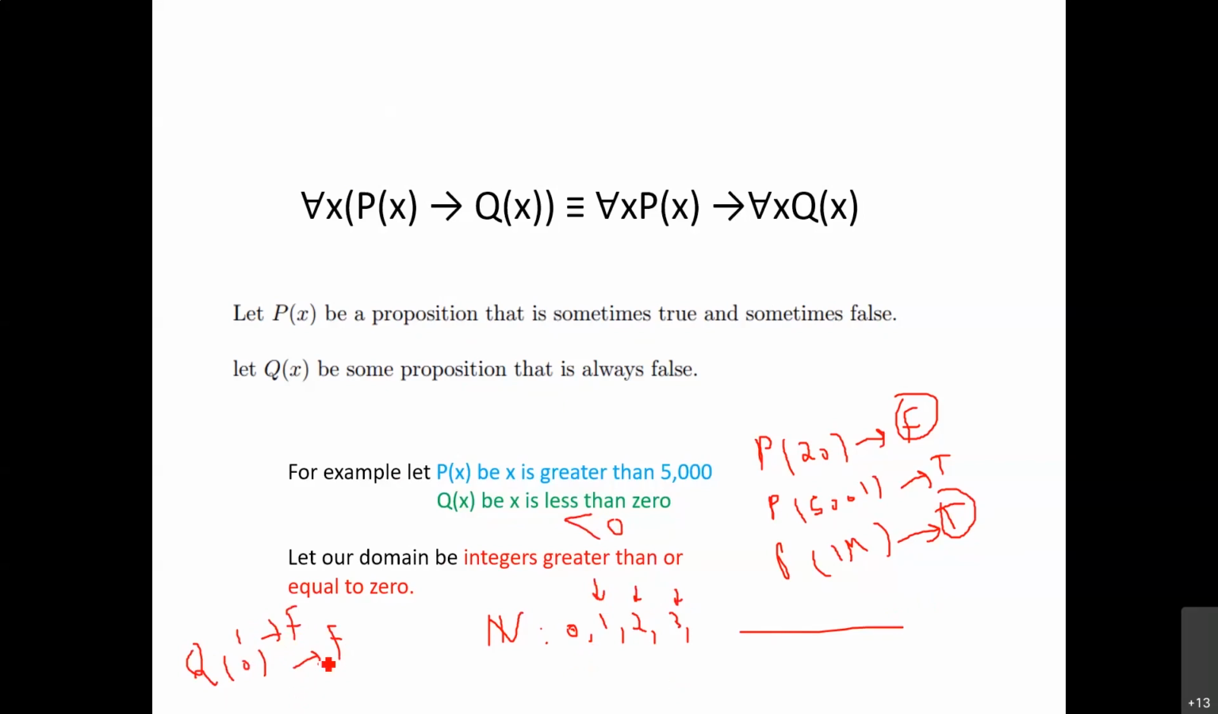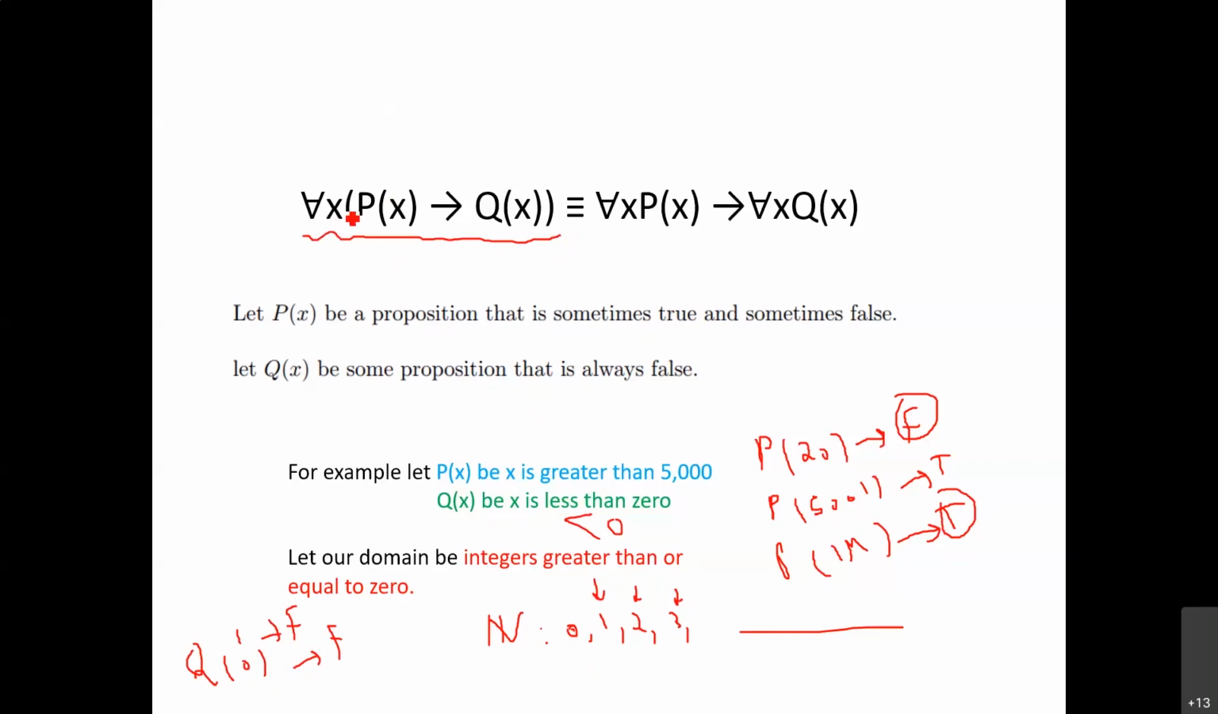Okay, great. So we came up with P of X that's sometimes true, sometimes false, and we came up with Q that is always false. But how does that solve the problem? Well, what's the value of this according to P and Q?